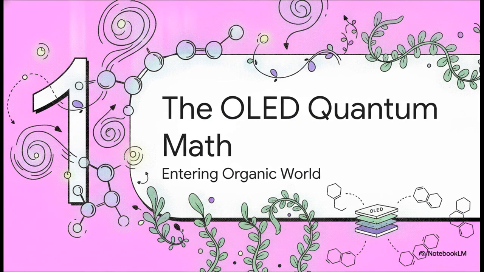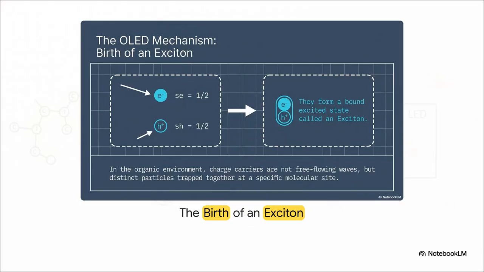All right, part 1, the OLED quantum math. Let's step into the organic world and see exactly what is holding our screens back. In an organic LED, charge carriers aren't just flowing around freely like waves. Instead, you have an electron and a hole, and they meet up and get trapped together at a very specific localized molecular site. Each of these particles has a quantum property called spin, and when they bind together, kind of like two magnets suddenly clicking into place, they form an excited state called an exciton. This little pairing is the birthplace of OLED light.